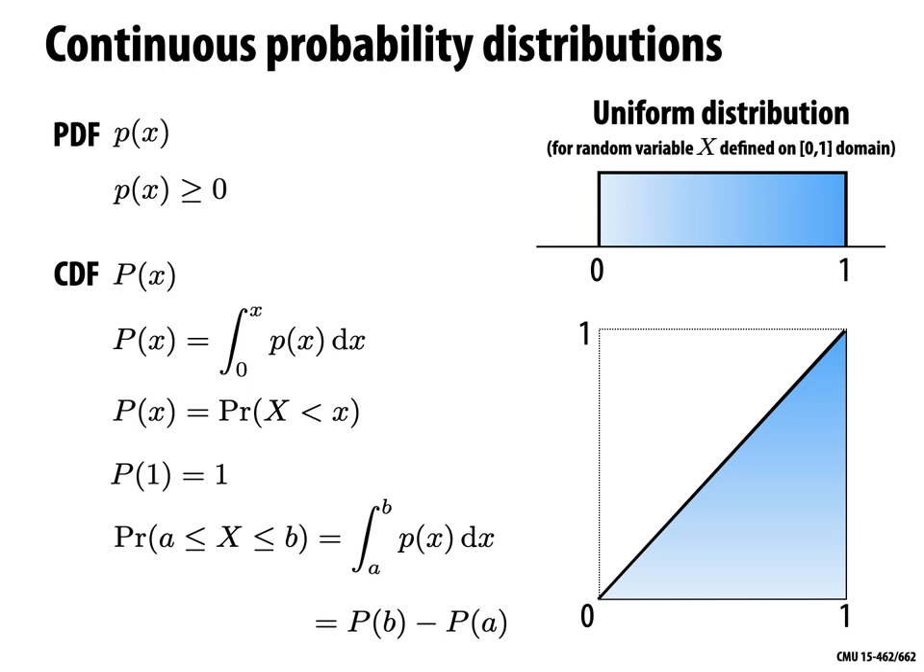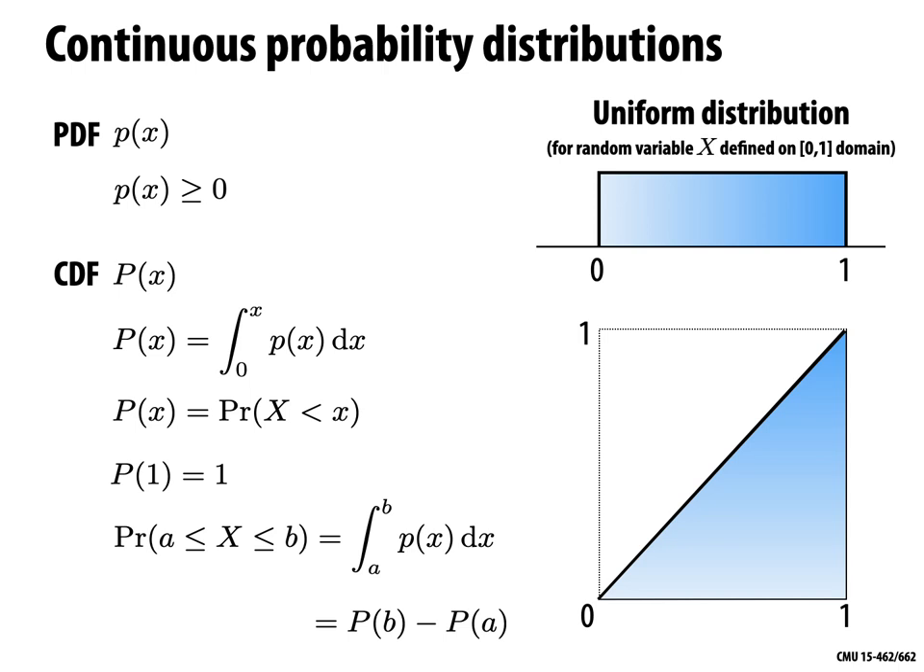The probability density, p of x, again, has to satisfy some very simple rules. For one thing, it has to be non-negative, right? Probability still can't be negative. And it has to integrate to 1 over the whole domain. The chance of something happening has to be 100%, right? When I wake up tomorrow, there will be a temperature.